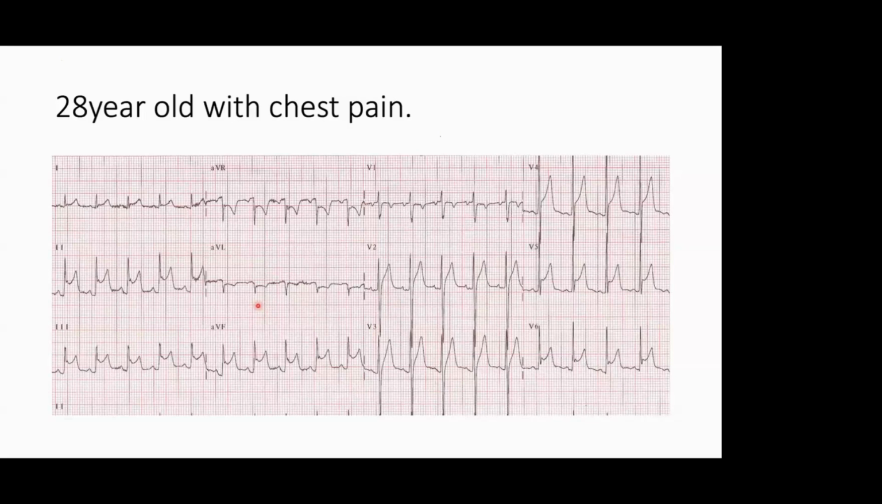ST elevation in 2, 3, then ST depression in AVR. Then in AVF there is ST elevation. Okay, in the inferior leads there is ST elevation. Then any other areas with ST elevation? V4, V5, V6 ST elevation. Okay. V3 also, V3, V4, there is also ST elevation. Lead 1 and AVL also have ST elevation. There is ST elevation everywhere.